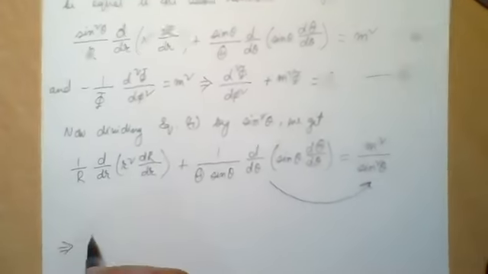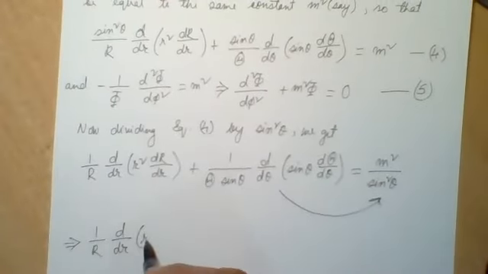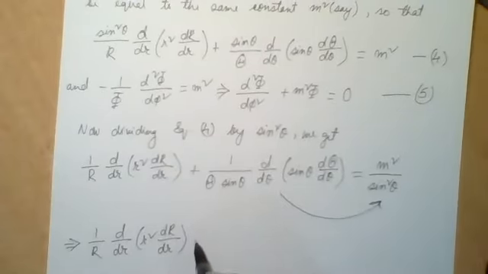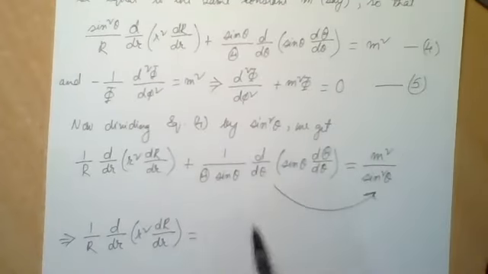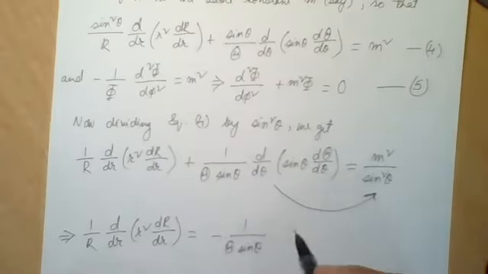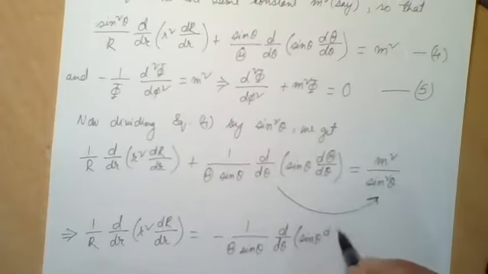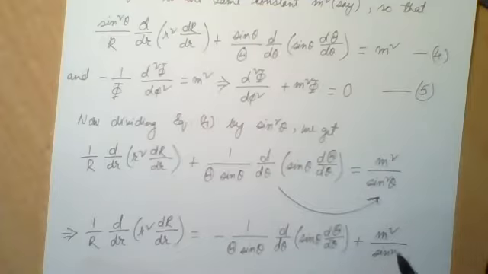This implies 1 by R d by dr, r square dR by dr. This is equal to, if I take this towards the right hand side, this plus will become minus. So minus 1 by capital Theta sine theta, d by d theta, sine theta d capital Theta by d theta, plus m square by sine square theta.